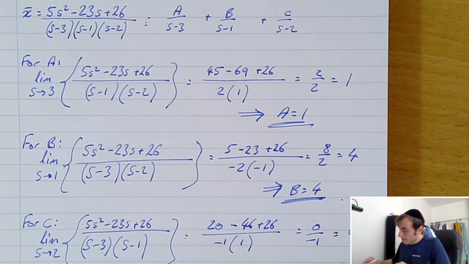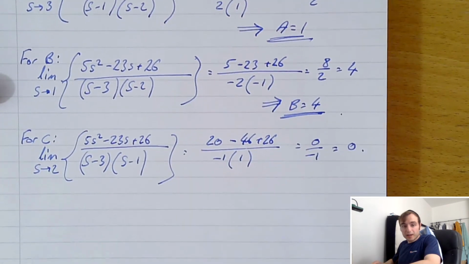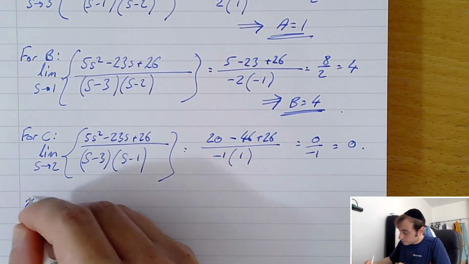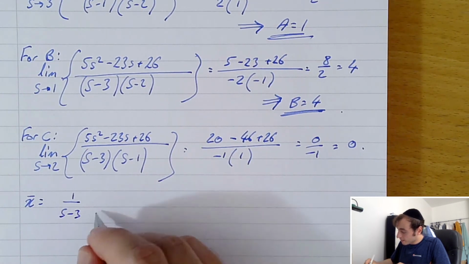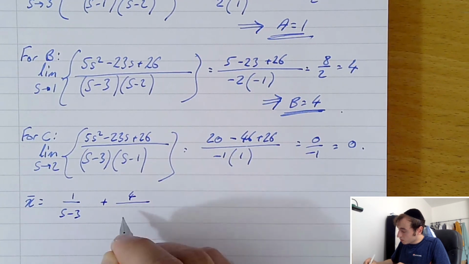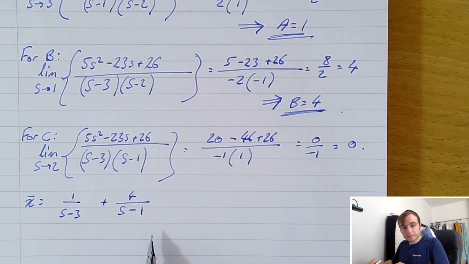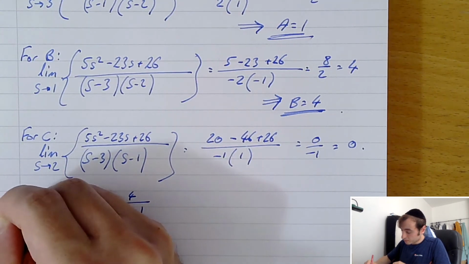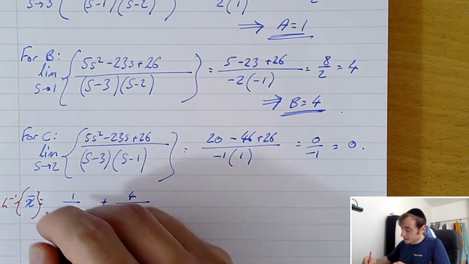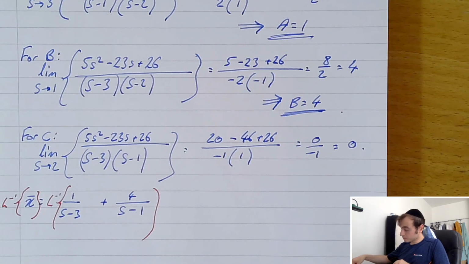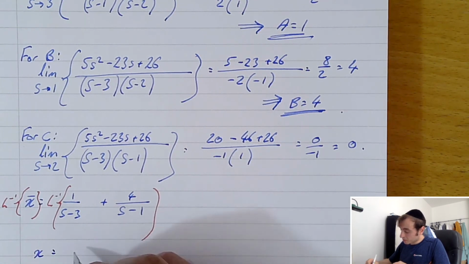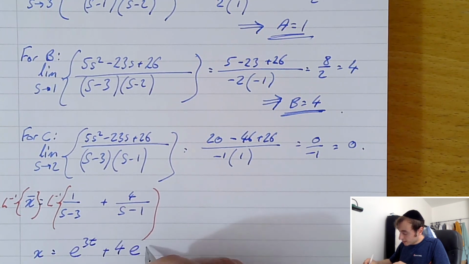Okay, so we can now say that x bar equals 1 on s minus 3 plus 4 on s minus 1. Yeah? So if we take the inverse Laplace transform, the left-hand side, we're looking to find the inverse transform of the right-hand side. So we now can say that x equals e to the 3t plus 4e to the t.